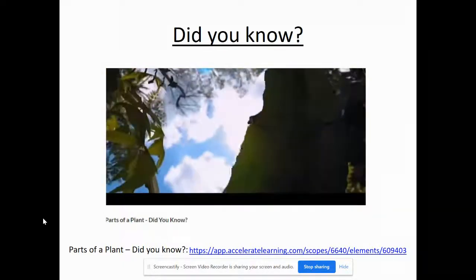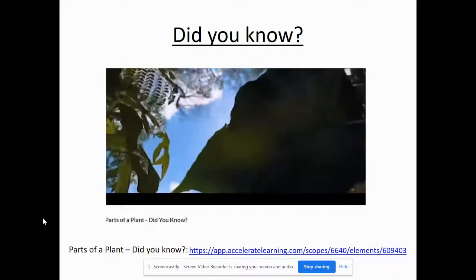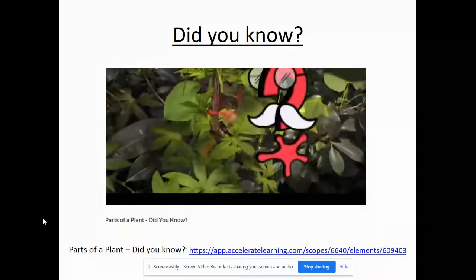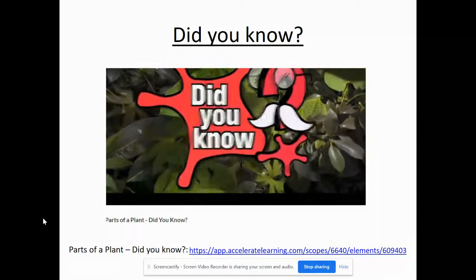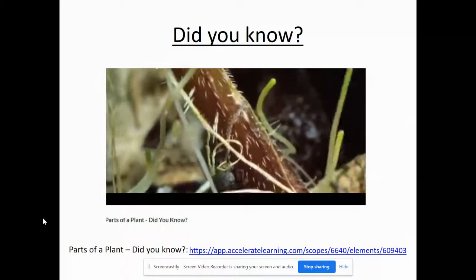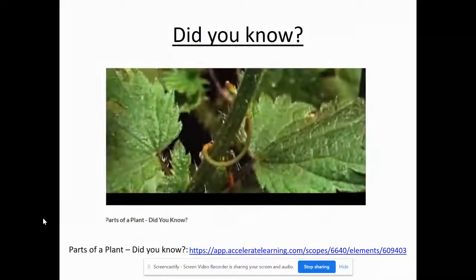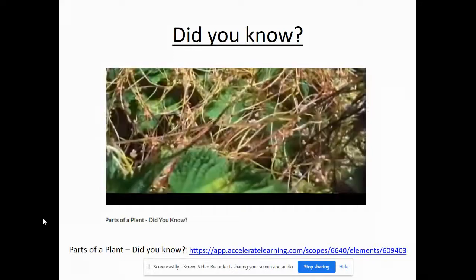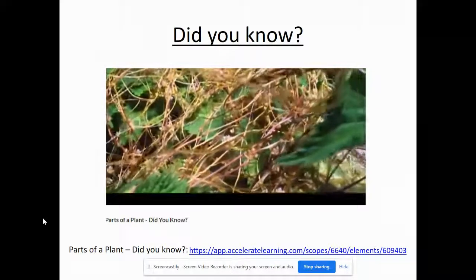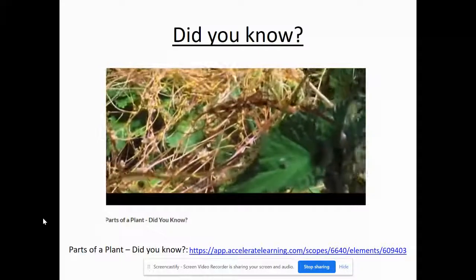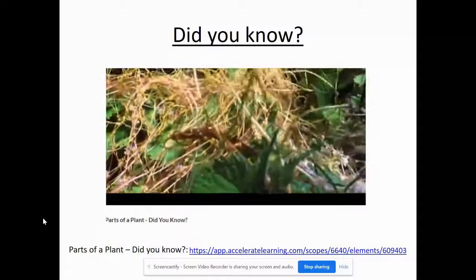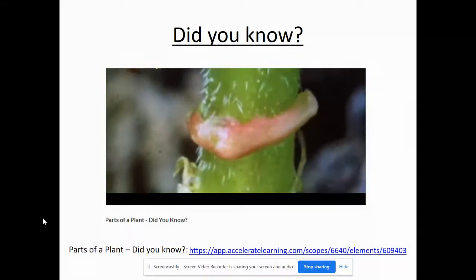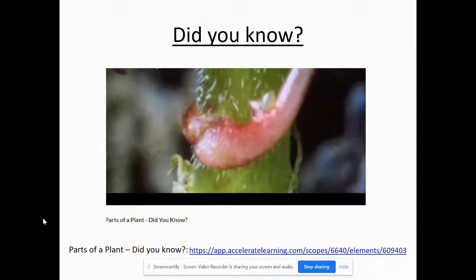Green plants use the chlorophyll in their leaves to make food during photosynthesis. Did you know that not all plants make their own food? This dodder plant has no leaves and cannot photosynthesize. Instead, it must wrap its stems around other plants to steal their food and water. The dodder plant is known as a parasite.